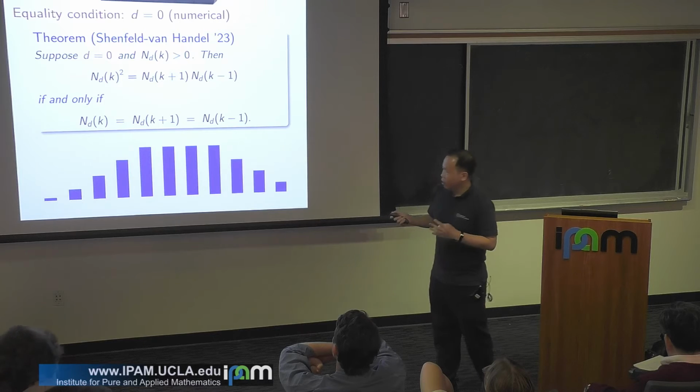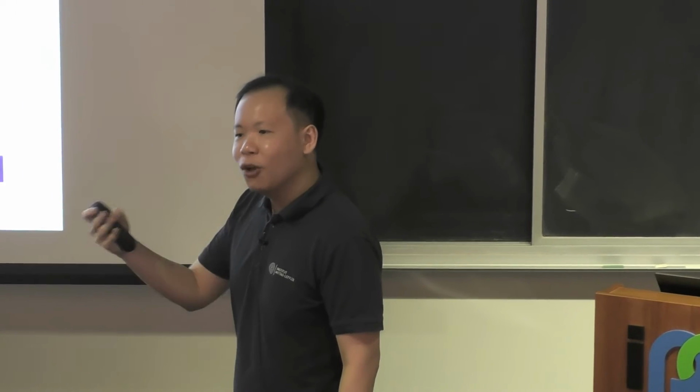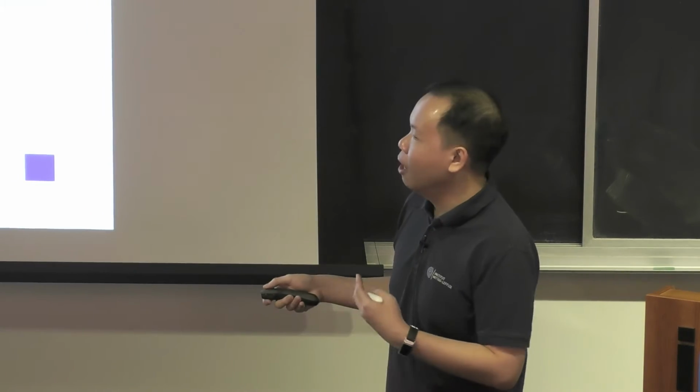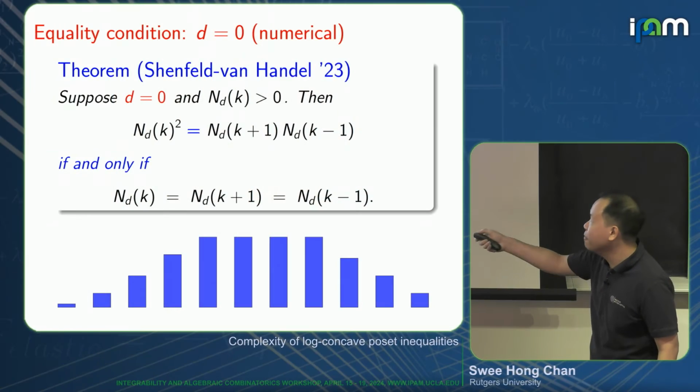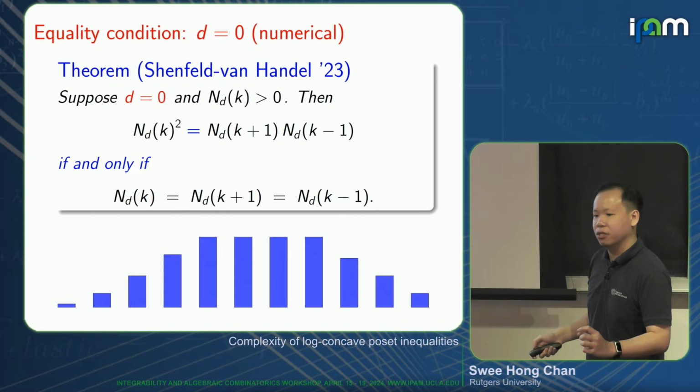And this condition is proved by Shenfeld and Van Handel, but in a way you can argue that this is not really what Stanley is asking, because as you can see, this condition is numerical, but it doesn't really tell you the geometric structure of the poset when it achieves equality. It doesn't tell you anything about the combinatorial structure of the poset, which is arguably what Stanley really wants to see. In fact, this is not my own word. This was communicated to me privately by Shenfeld and Van Handel. They think that is really what should matter when you do equality conditions.